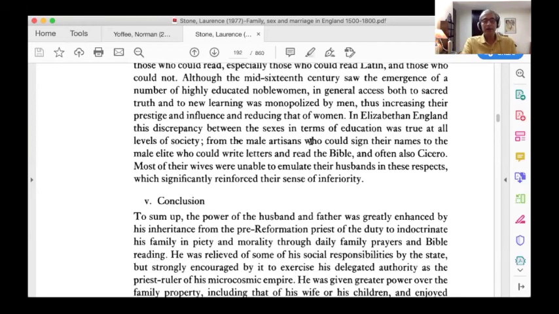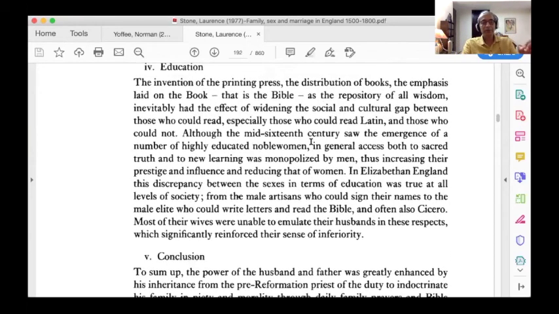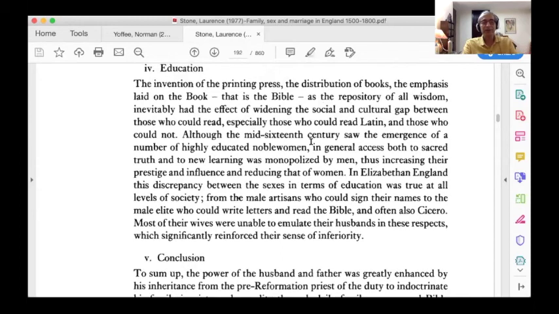And yet, but already you have other shifts as well. The invention of the printing press, the distribution of books, the emphasis laid on the book, that is the Bible, as a repository of all wisdom, inevitably had the effect of widening the social and cultural gap between those who could read, especially those who could read Latin, and those who could not.